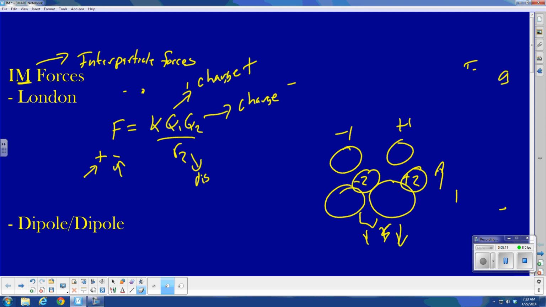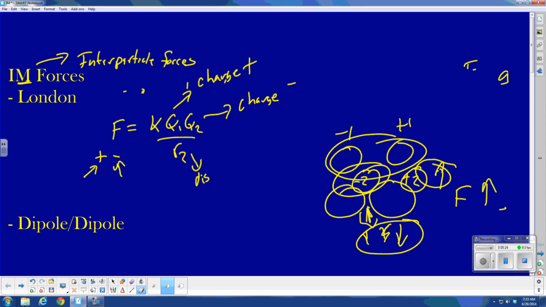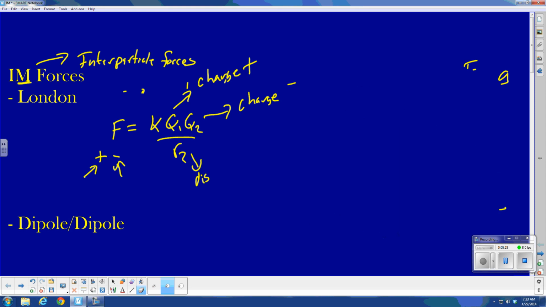So that would mean my force of attraction, r is in the denominator, these guys are in the numerator. So my force of attraction between these two is far greater than it is between those. Got it? And that's how we should think of this in terms of Coulomb's law, I mean, in terms of IM forces.